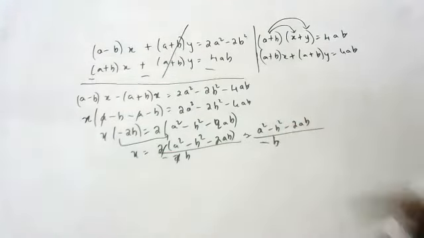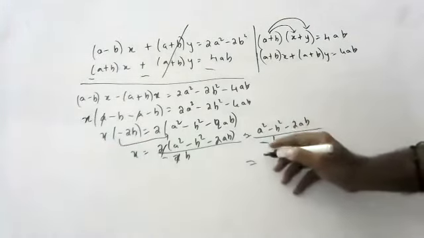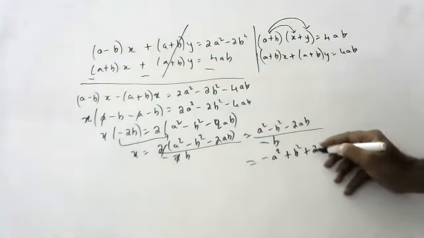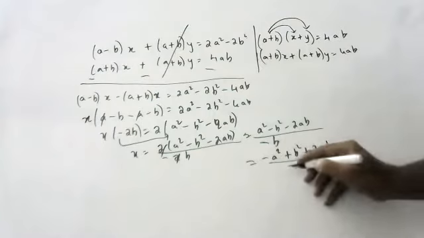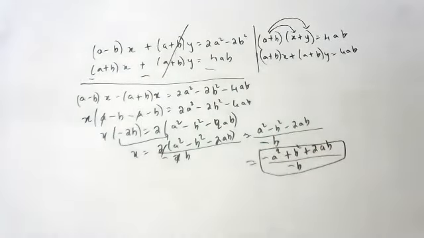Minus b. Sir, I don't want this minus down, I want to put it in the numerator. So if you want to remove this minus, all the signs will change. Minus a square plus b square plus 2ab by b is the answer. Like this it will come, children. This is x only. Now we have to find out y.